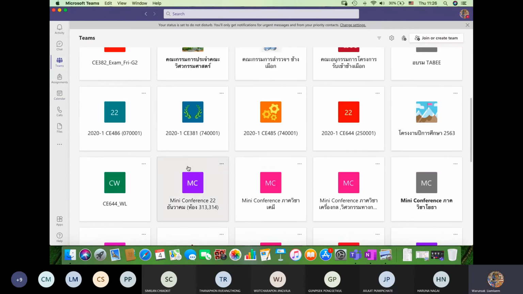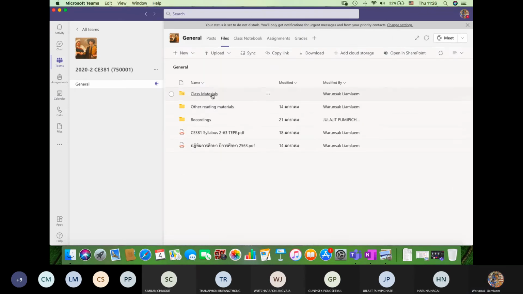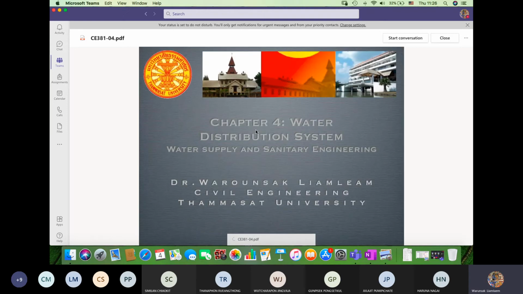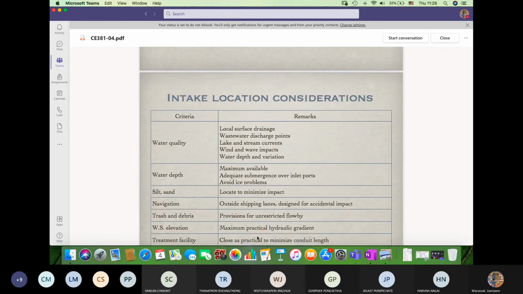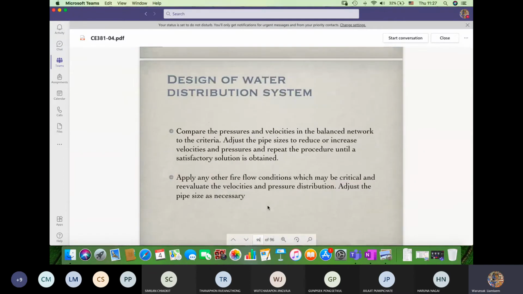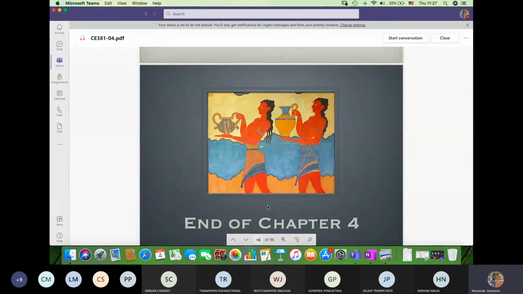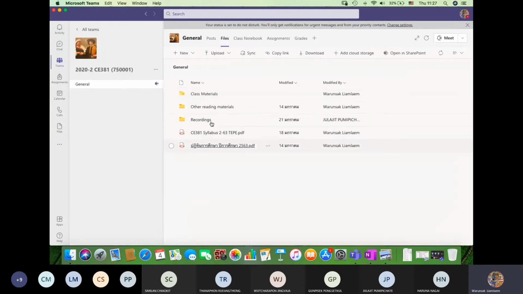I will just have a look again at chapter 4 in the class material. I think we have already completed it, but let me make sure. It seems the Hardy Cross method is the last topic of this chapter, so the midterm examinations will cover up to today's lecture. If you don't have any questions, we move to the next chapter.